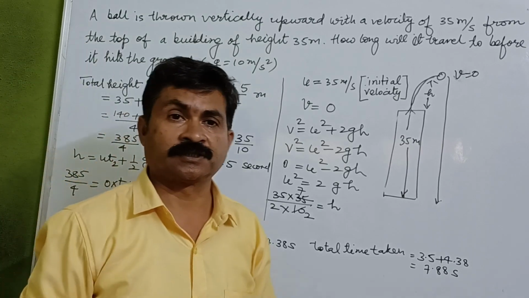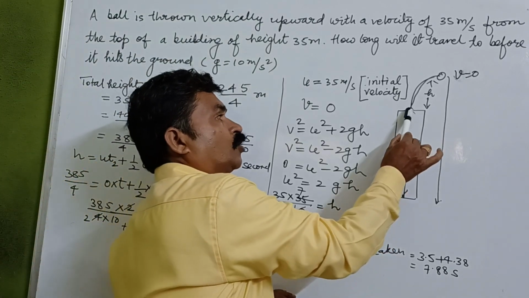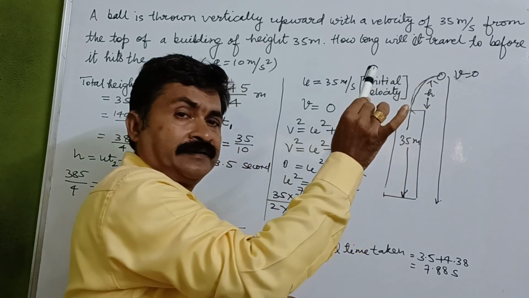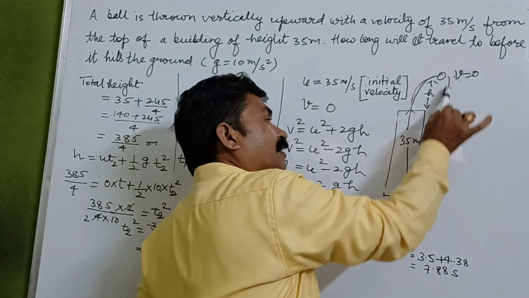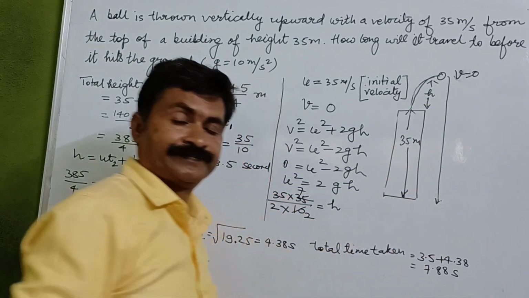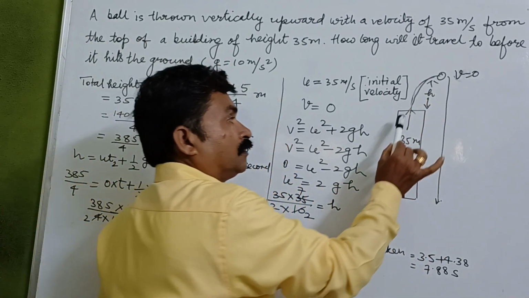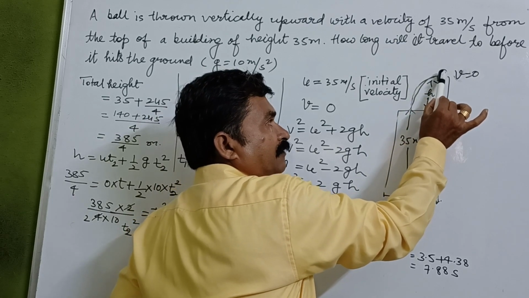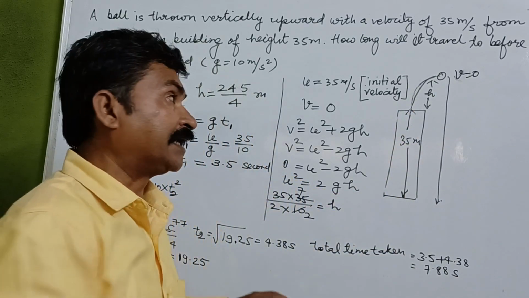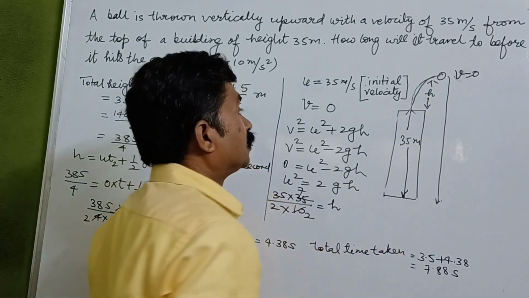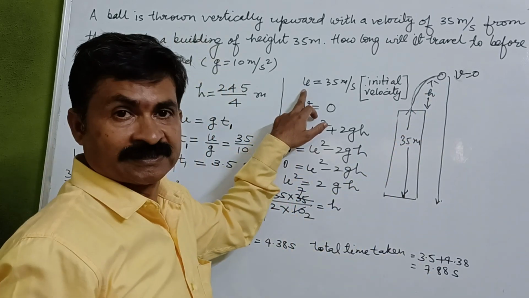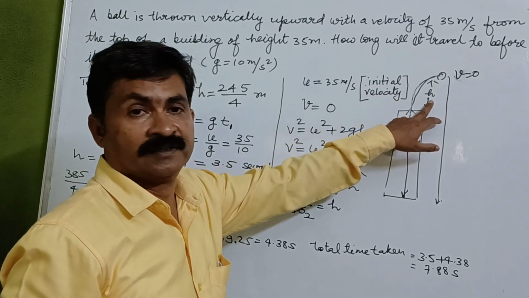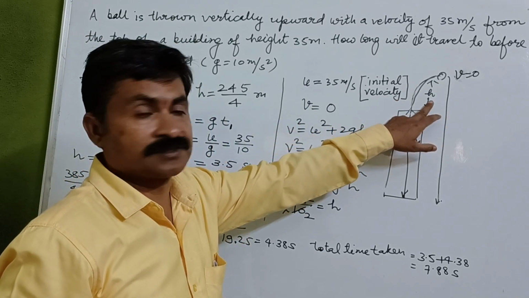Now, in this question, the ball is thrown vertically upward and it will go to a certain height and then it will come to the ground. Before that it will go up, and there its final velocity will be 0, then it will come down. Here the initial velocity is given to us. Now we are assuming the final velocity will be 0 at a height of h.